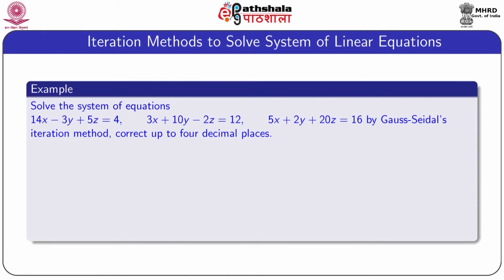To illustrate the Gauss-Seidel iteration method, we consider an example. In this system of equations, there are 3 variables and 3 equations, and we have to find a solution correct up to 4 decimal places.